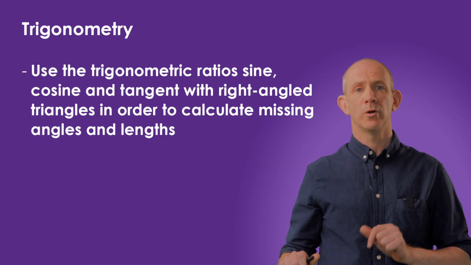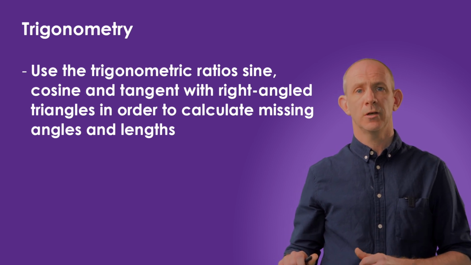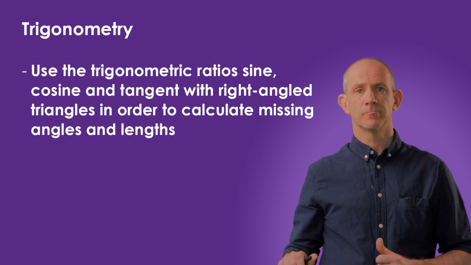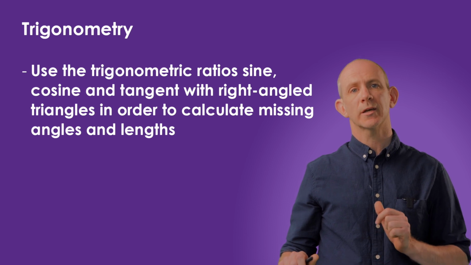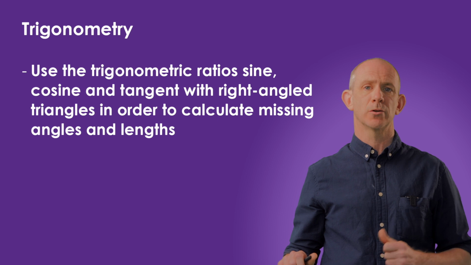In this video, we looked at how to use trigonometric ratios of sine, cosine and tangent and apply them to find the angles and lengths in right angle triangles. In the next video, we'll look at calculating area and perimeter of circles, as well as learning what parts of a circle are called.